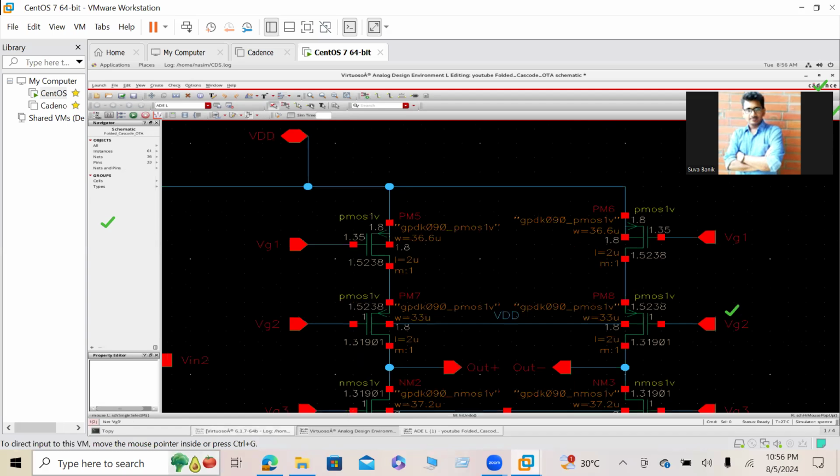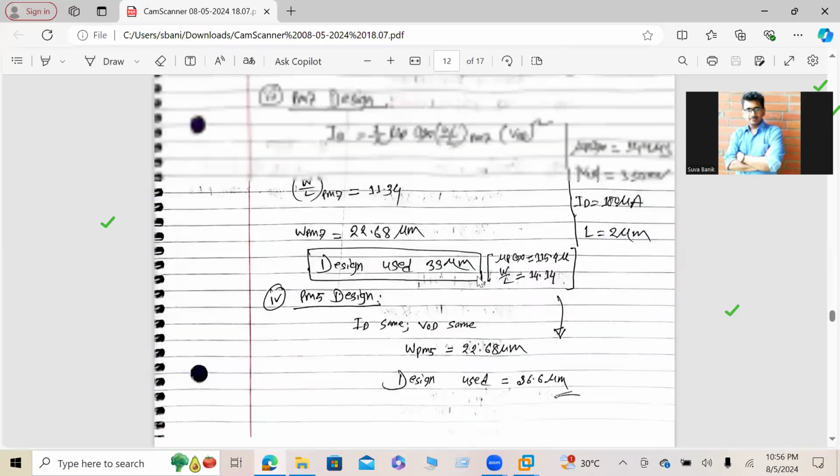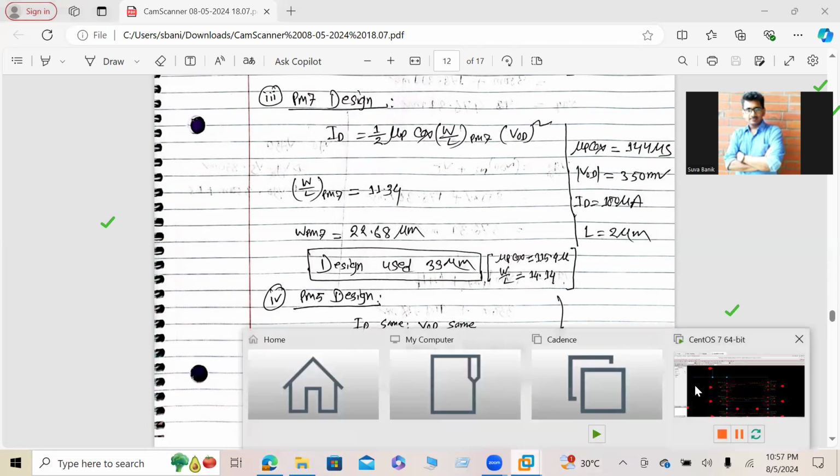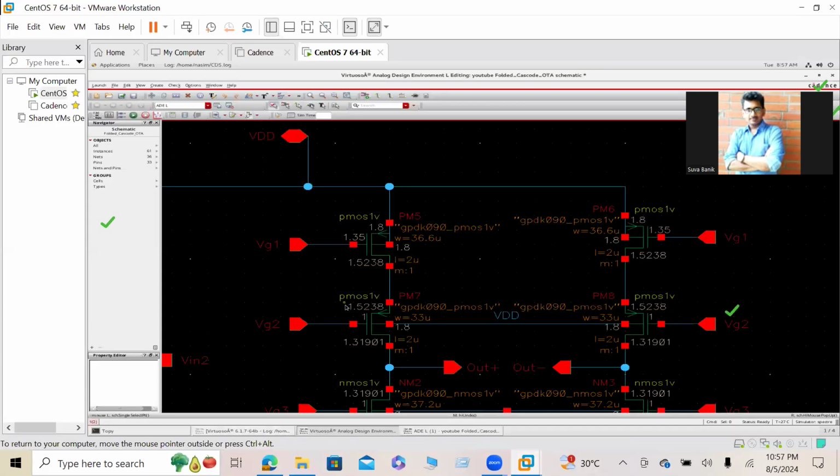And what is for PM5? What was our calculation for PM5? For PM5 and PM0, as we assume here, the same value. Let's say 33 micro, same 33 micro. Initially, I picked 33 micro for PM5 because my ID is the same, my overdrive, whatever we assume, is the same here. So if I calculate it using this mu Cox formula, I will find 14.14, this value here, okay? But from my experience, from my intuition, for an analog circuit designer, everything will not match whatever you calculated. So you need to play a little bit with the circuit.